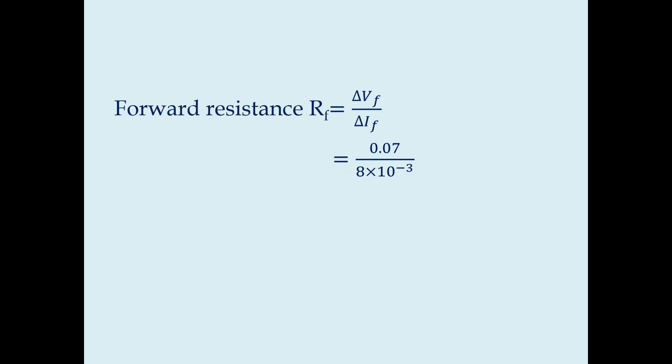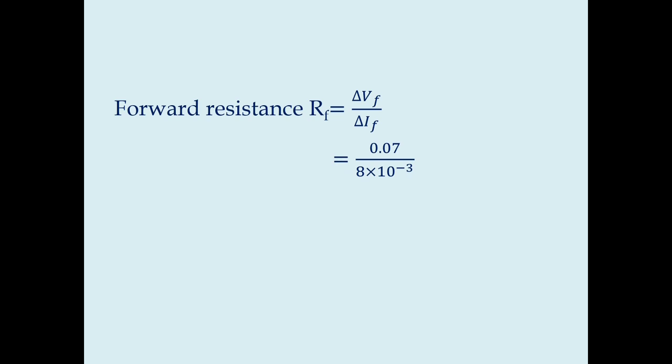On the x-axis, the difference of the intercepts is 0.07, and in the y-axis, the delta If is 8. Since it is in milliampere, I have written it as 8 into 10 power minus 3.